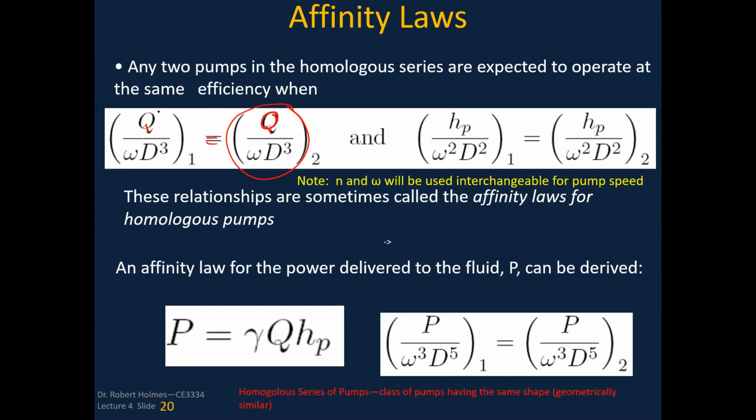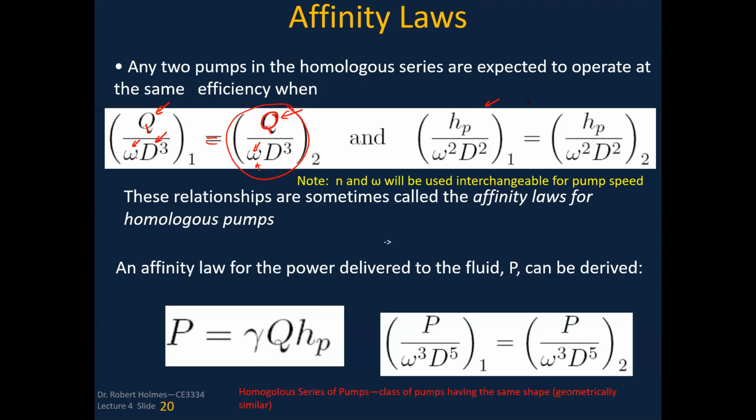If I know the flow rate for pump one, and I know the diameter and the speed, I can say, okay, if I keep the flow rate the same, but I want to operate at a different speed, what's going to be the diameter of that pump? Or conversely, if I know the flow rate for pump one and I've got a diameter and a speed, and I use the same diameter pump and change the speed, what's going to be the flow rate? That's how we use these affinity laws. So this is from the discharge coefficient.